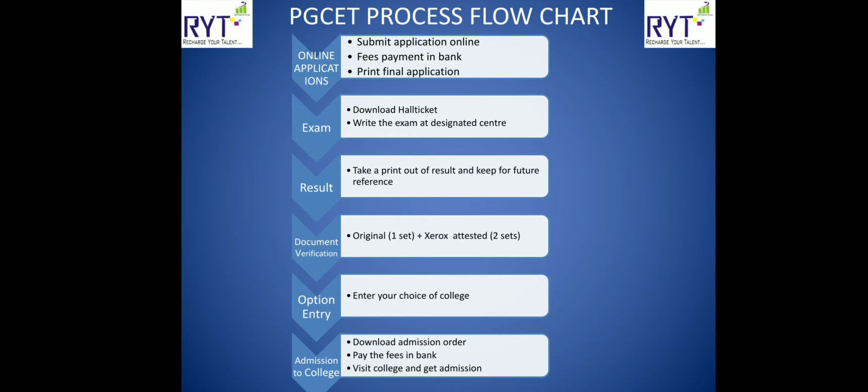You have to enter a lot of options according to your choice. Then there will be one college allotted to you. After that, if you are happy, you will go ahead and download the admission order, pay the fees in the bank, and visit the college and get the admission. This is the entire process of PGCET. As of now, we are still in the first phase where online application is over. We are waiting for the exam.